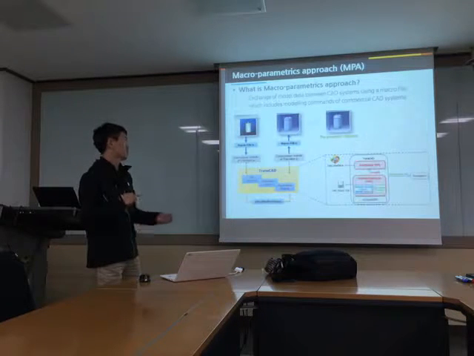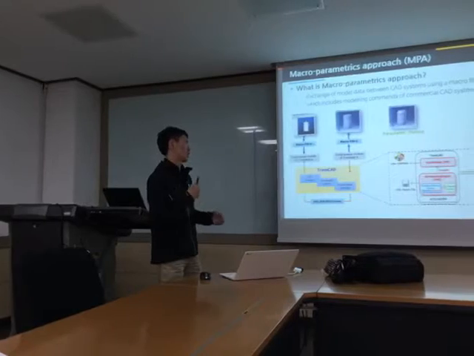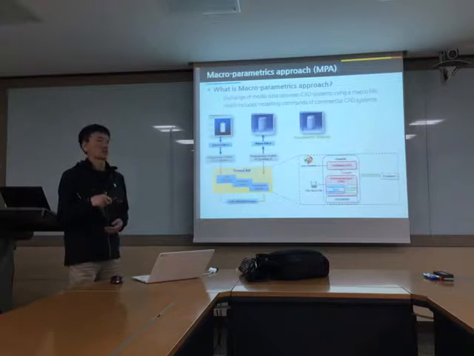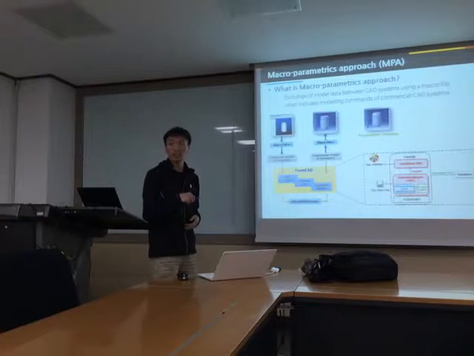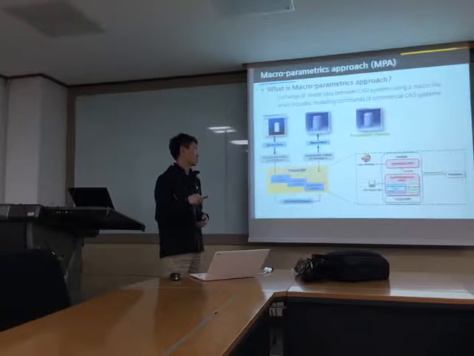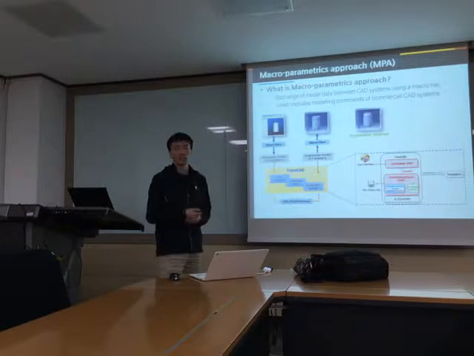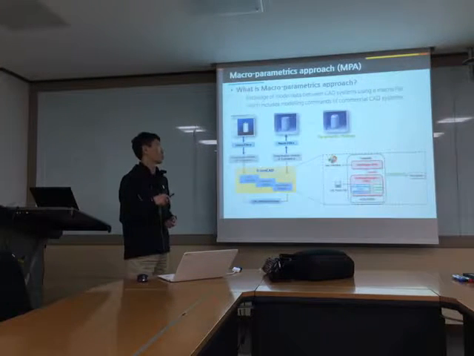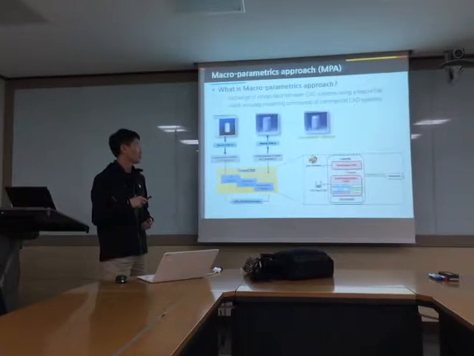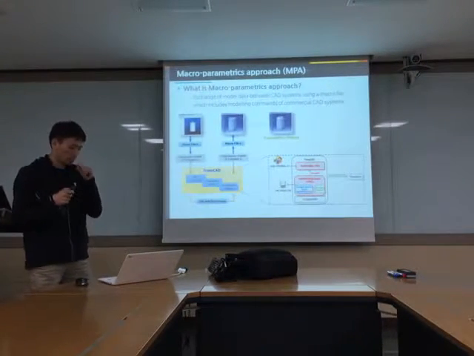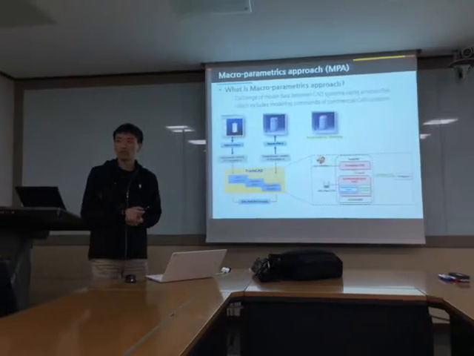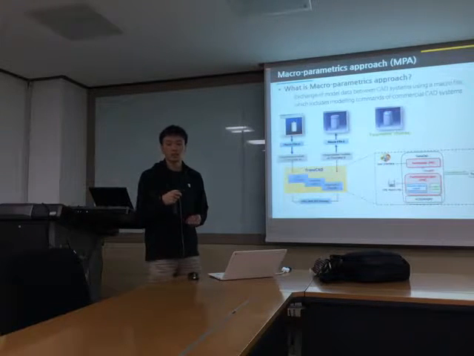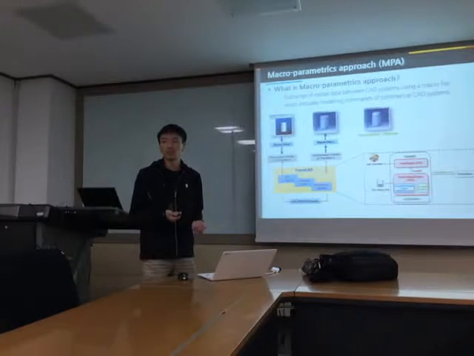We can transfer the CAD data to Transcript, and then we can check the temporary model in Transcript. Then we can use the post-processor and make the macro file for CAD system beta, unlike the neutral file formats such as STEP and IGES. The macro parametrics approach can modify the parameters in models.